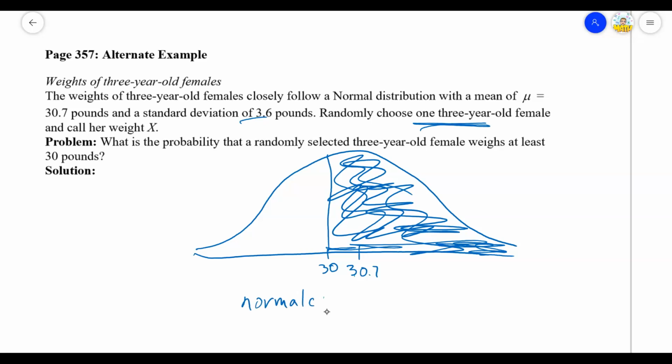So this would be a normal CDF situation. 30 is the lower limit. Remember, for your upper limit, you can just pick something really large. 100 is going to be really, really far to the right since the standard deviation is only 3.6 pounds. Once you go 4 or 5 standard deviations in either direction, you know that you're really out in this tail where there's no probability out there. And then we tell the calculator the mean is 30.7 and the standard deviation is 3.6.